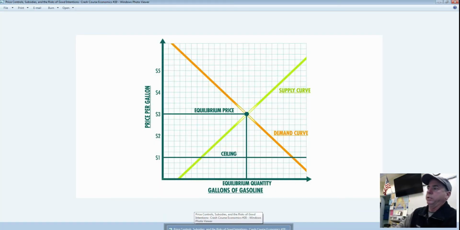Okay, well let's review that. I love Crash Course, but sometimes they fly. It is a crash course indeed. Let's just take a quick review of that last minute barrage there of price ceiling.